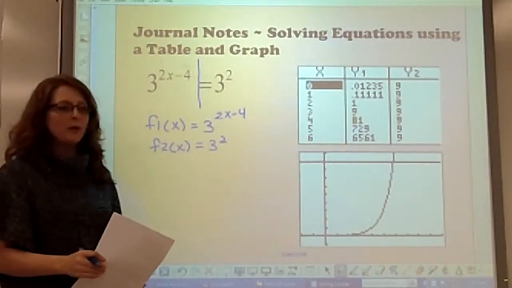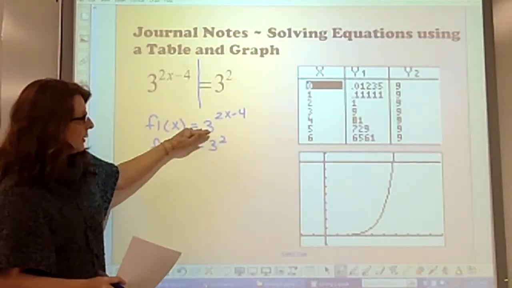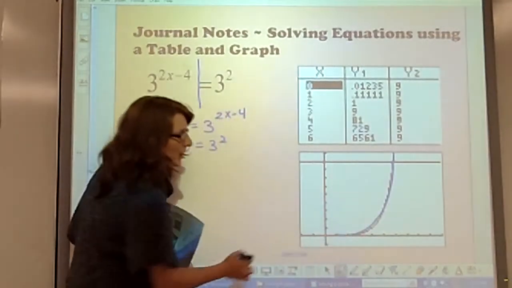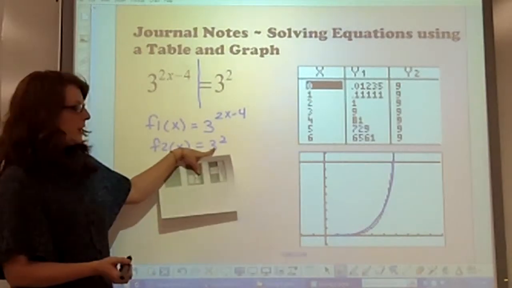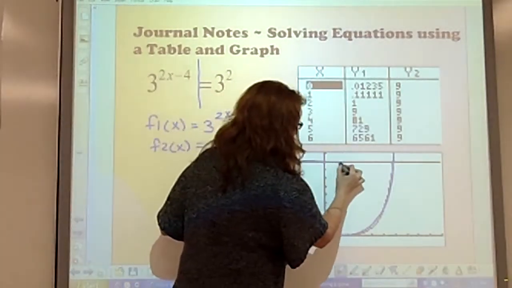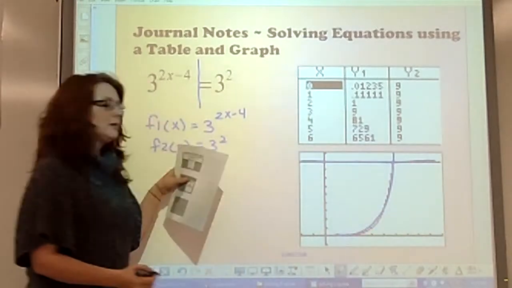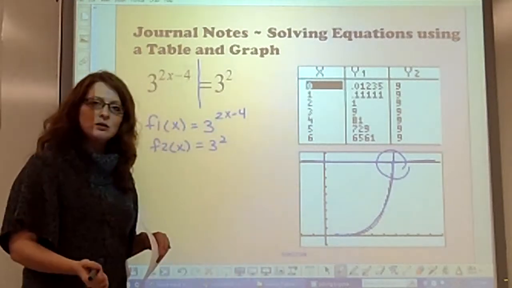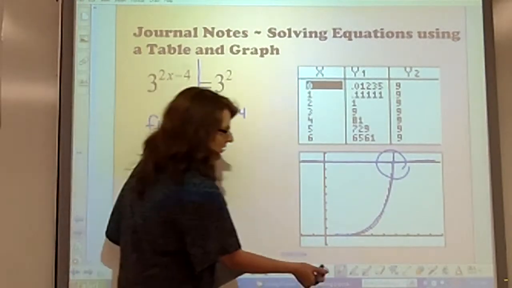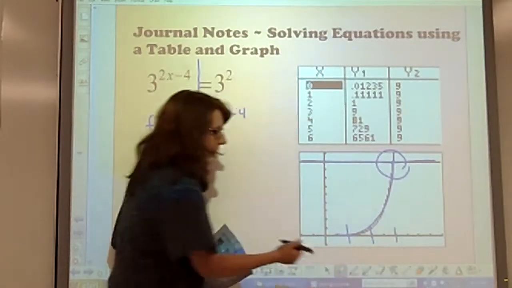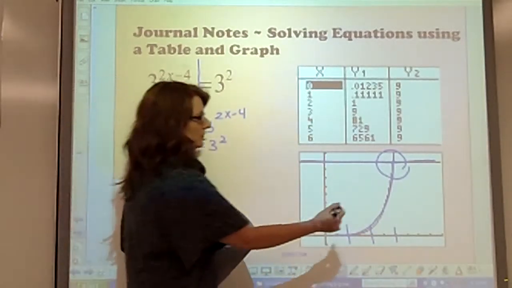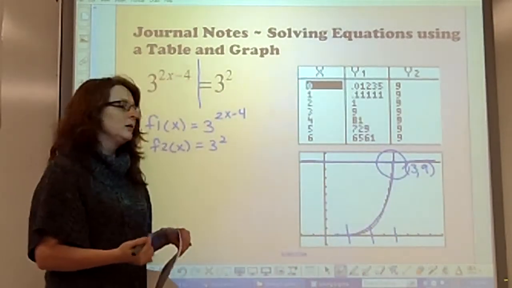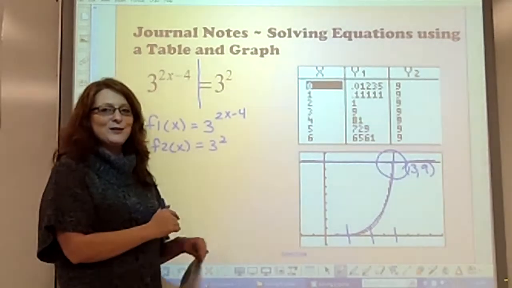So this is just an example right here of what your graph would look like. When I graph this right here, I get my exponential function there. When I graph this, I get the line. And the solution, just like we did before, is this point of intersection right here. So x equals, in this situation, we're counting by halves. So x equals 3, 9. Well, the point of intersection, sorry, is 3, 9.